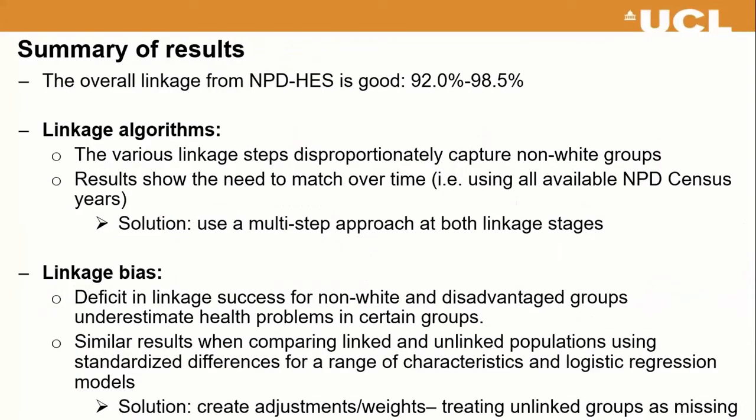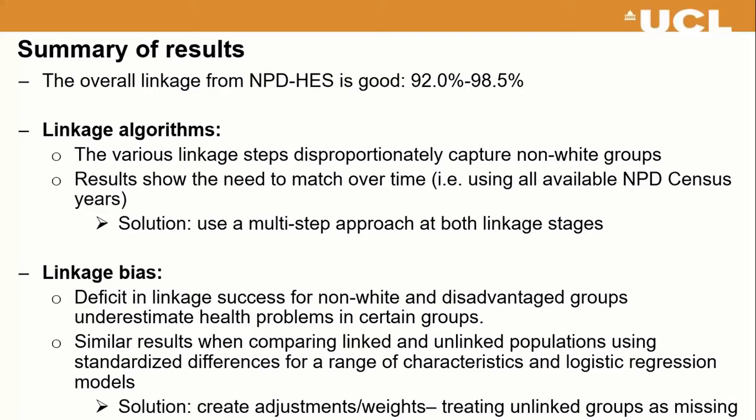So I hope that gives you a general idea of what you could find in more detail in the paper. Just to summarize the main results, we find that the overall linkage rate from NPD to HES is good, between 92 and 99%, and improves over time.